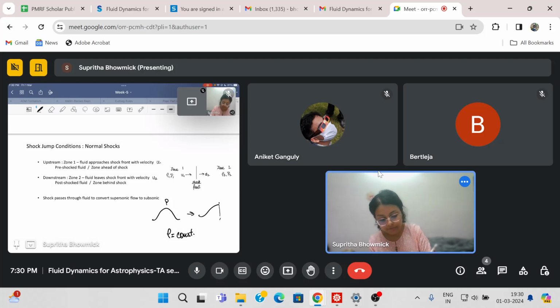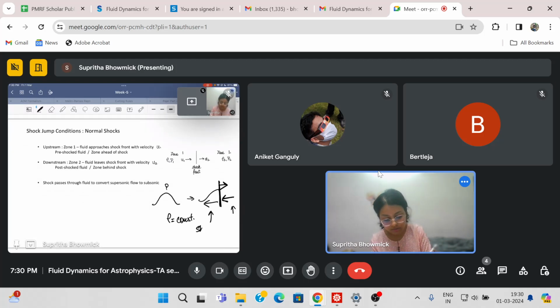Now, if we treat this as the shock front, because this is the discontinuity, the shock front is nothing but the discontinuity that is moving along this direction. Then fluid on this side of the shock front moves towards the shock front in this direction, and fluid moves away from the shock front along this direction. So this is the shocked zone, which is basically zone 2, and this is the unshocked or yet to be shocked zone, which is zone 1.